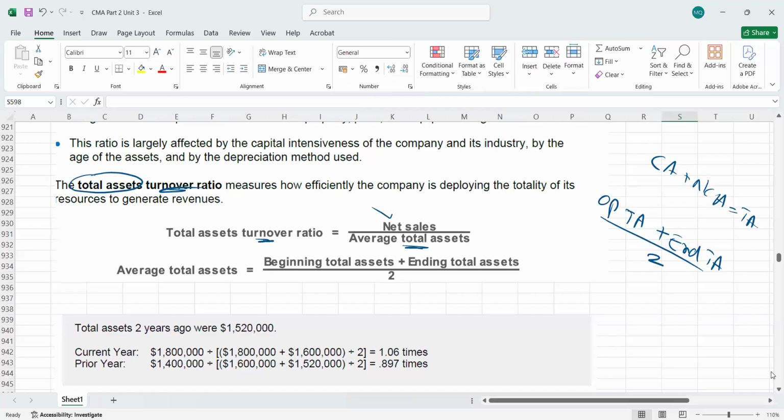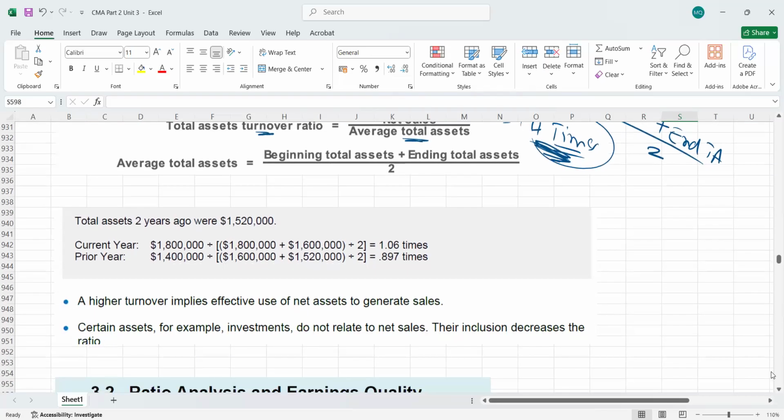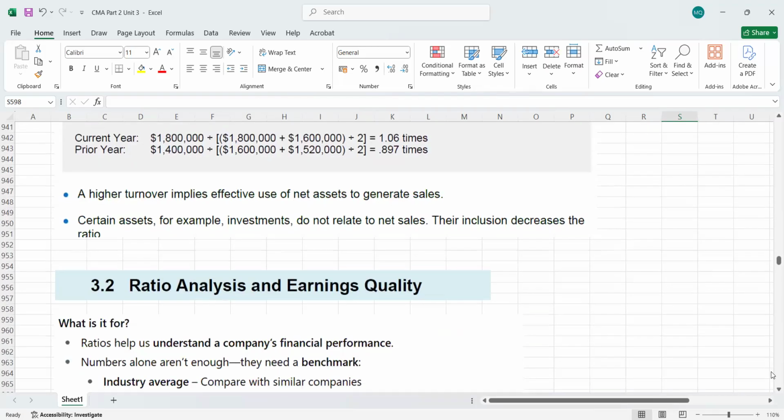Again, now you are trying to check. For example, if the answer is 4 times, what does it mean? It means each dollar invested in total assets is generating $4 of revenue. Or you can say whatever level of investment you have in your assets, that investment is generating 4 times more revenue. Then guys, this is the second ratio we talked about, about total assets also.